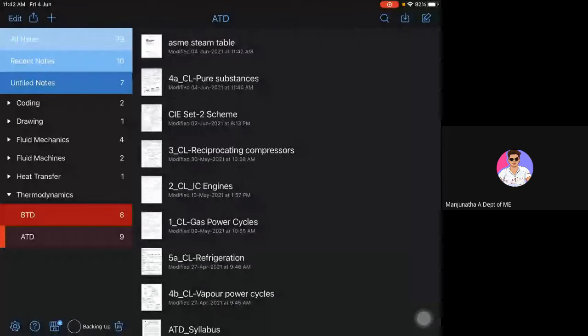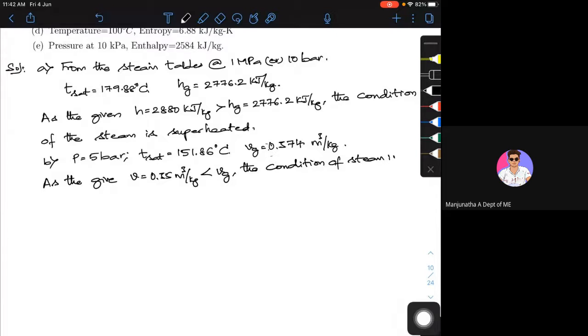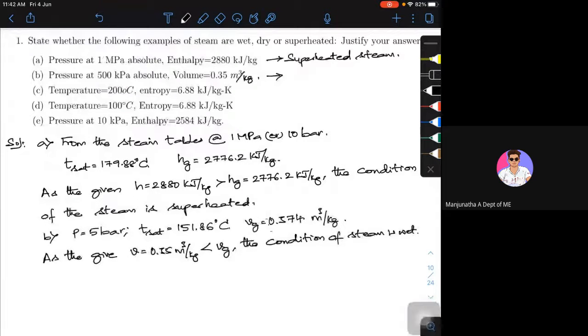The given specific volume is 0.35 meter cube per kg, which is less than your Vg. What is the condition of the steam? The condition is wet. So it is a mixture, that's wet steam. Look at this. The second condition is wet steam.